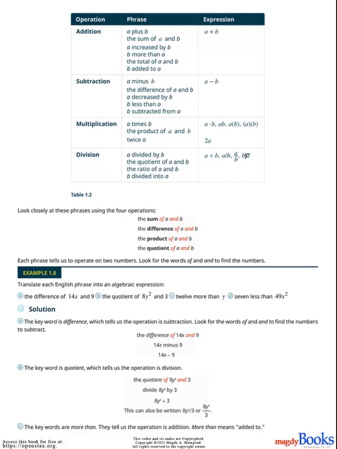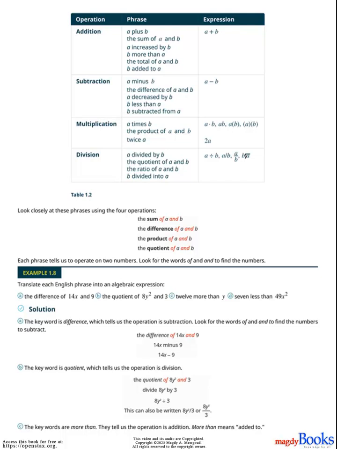Example 1.8. Translate each English phrase into an algebraic expression. A. The difference of 14x and 9. B. The quotient of 8y squared and 3. C. 12 more than y. D. 7 less than 49x squared.